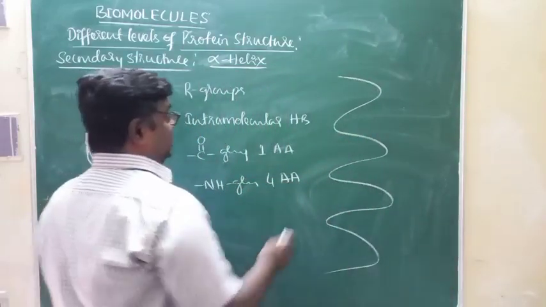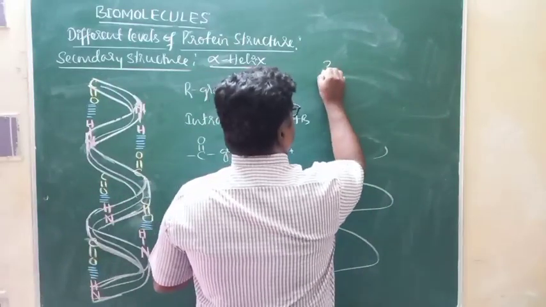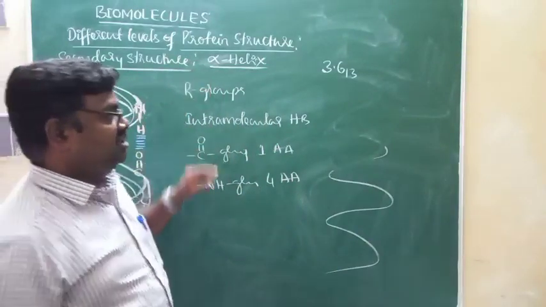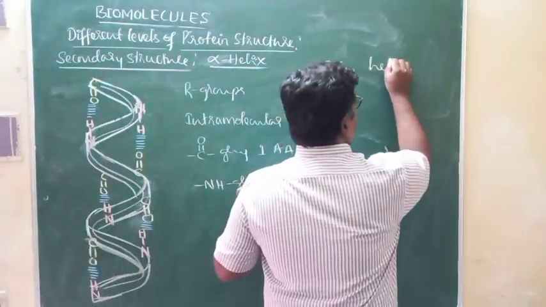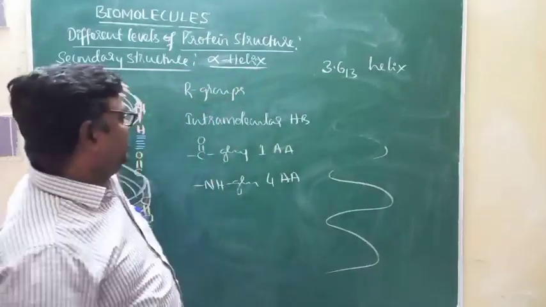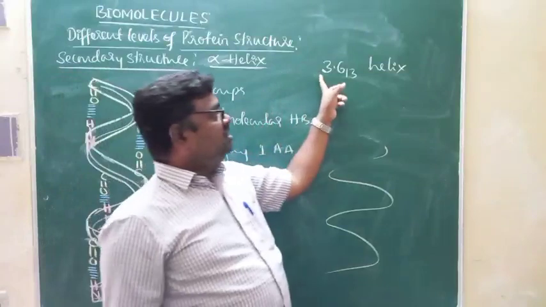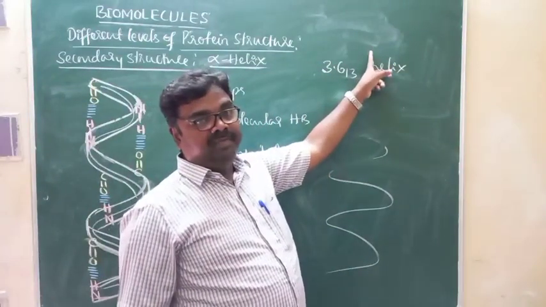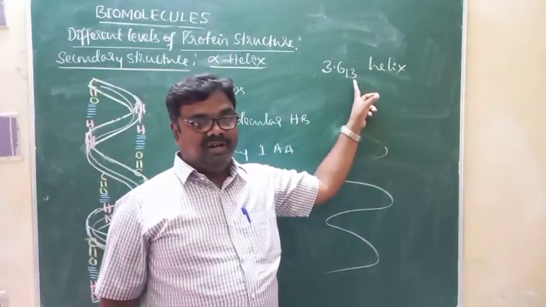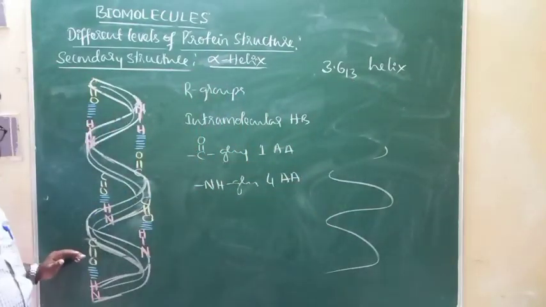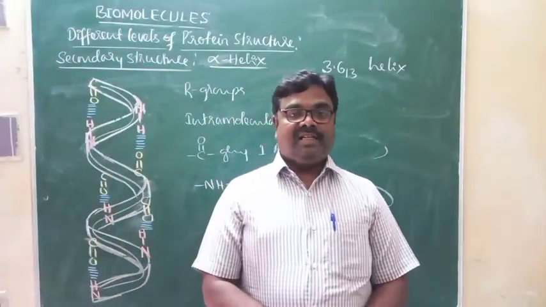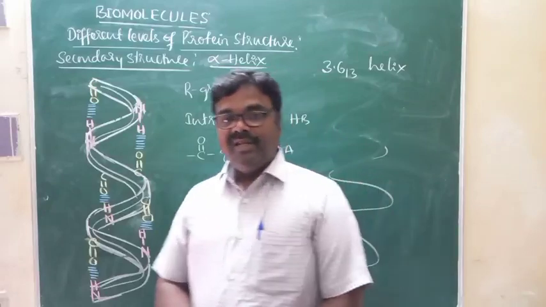And of course, this alpha helix structure is also known as the 3.6-13 helix, because the meaning of this symbol is that the alpha helix structure contains approximately 3.6 amino acids in a cyclic ring of 13 atoms. So that is what we call the alpha helix structure found in the proteins of hair.